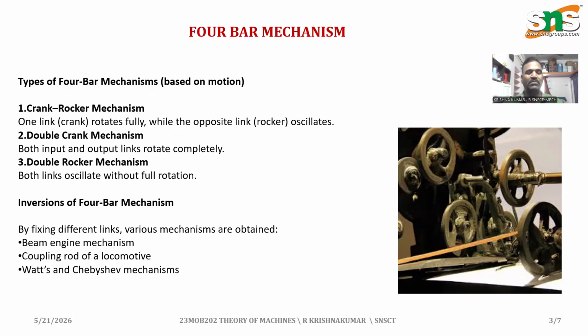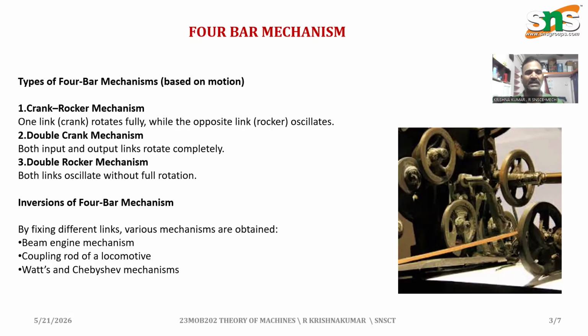This law is very important in mechanism design because it determines the type of motion that can be achieved from the linkage system. When the condition satisfies Grashof's law, continuous rotary motion is possible. If the condition is not satisfied, the links can only oscillate. Now we are going to see the types of 4-bar mechanism based on motion.